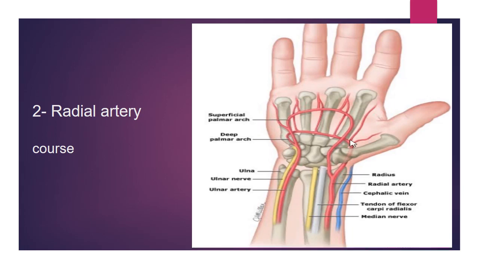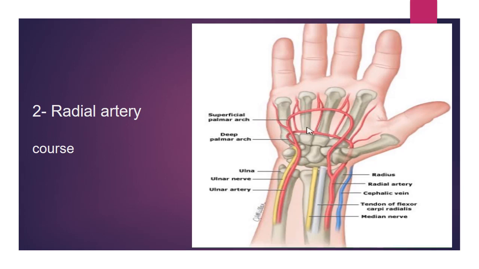It then enters the palm after passing between the two heads of first dorsal interosseous muscle. Then it turns medially like this by passing between the two heads of adductor pollicis muscle. This radial artery, or the deep branch of radial artery, ends by anastomosing with the deep palmar branch of the ulnar artery, this one, and completes the deep palmar arch.